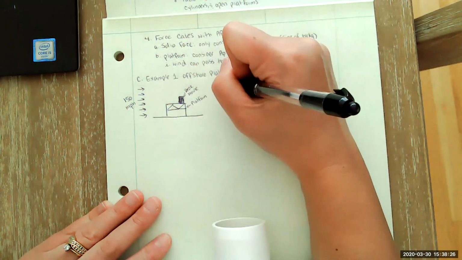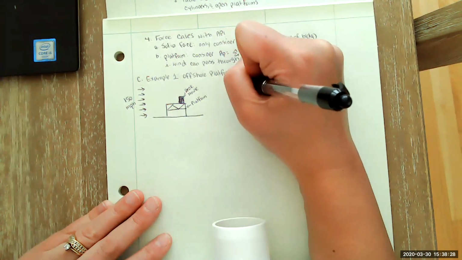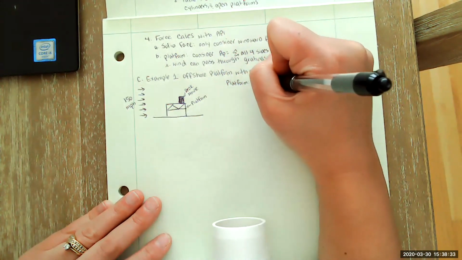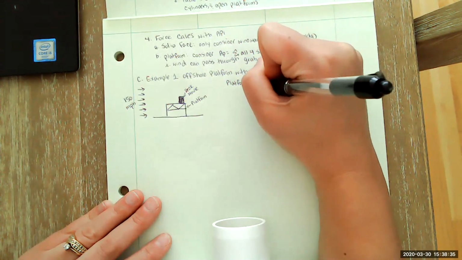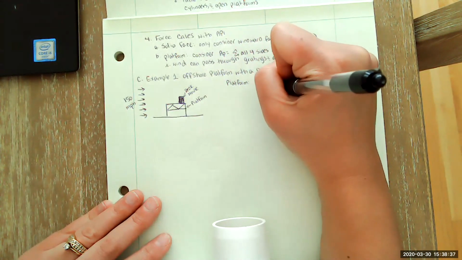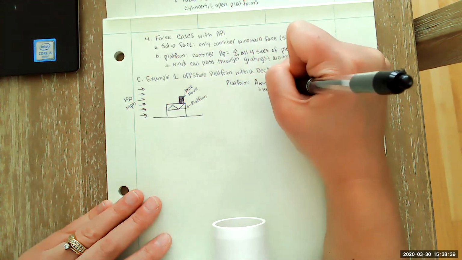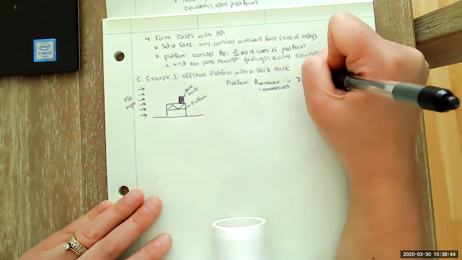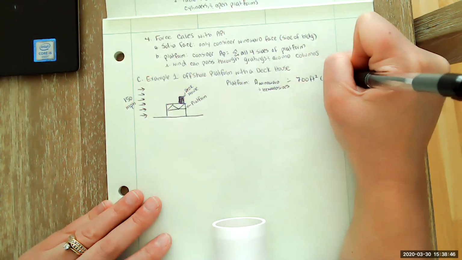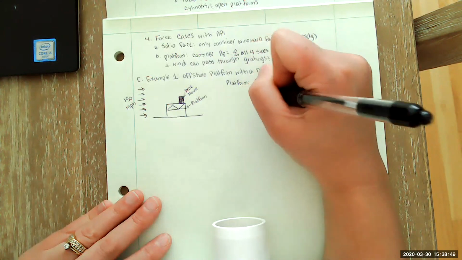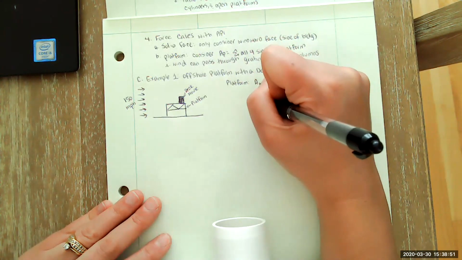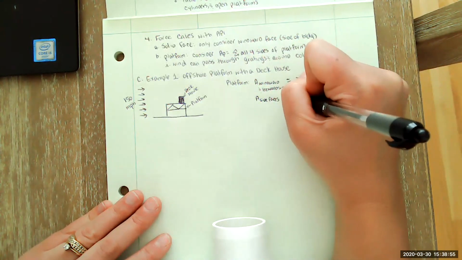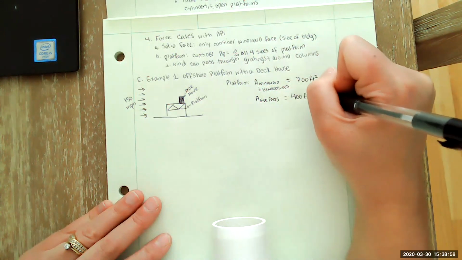And we know that for the platform, the area of the windward and leeward, so the sheltered sides, are equal to 700 feet squared each. And the area of the side faces are equal to 400 feet squared each.